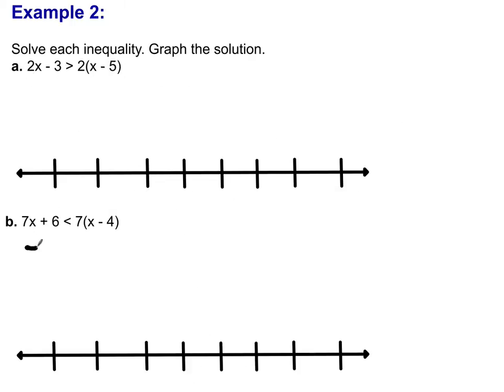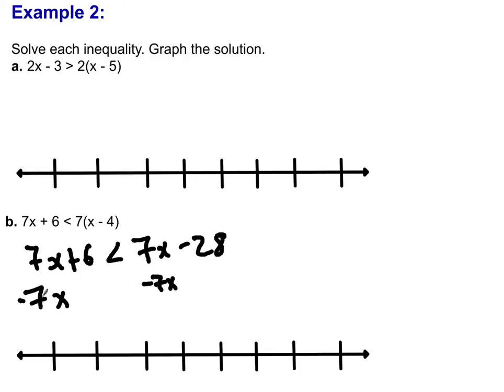Now let's look at this one. 7x plus 6 is less than 7x minus 28. Again, you subtract 7x from both sides, and the x's are gone. And now we're left with 6 is less than negative 28. Another statement that doesn't depend on x. And this is not true.